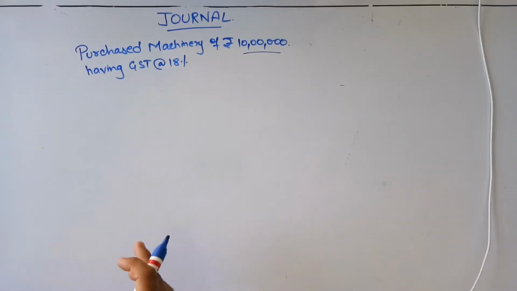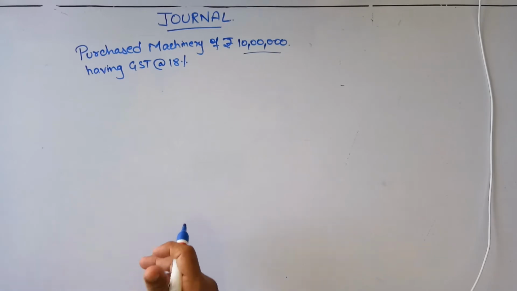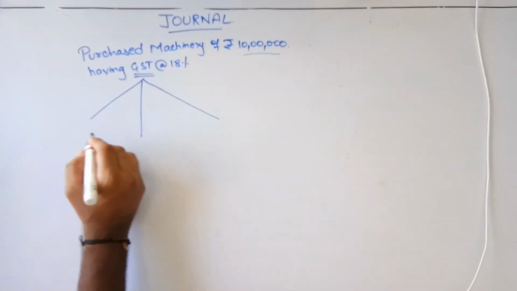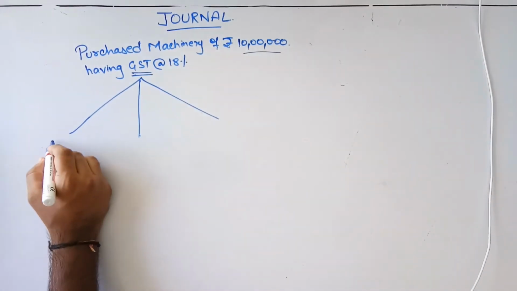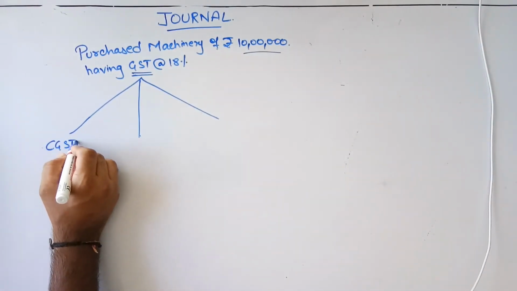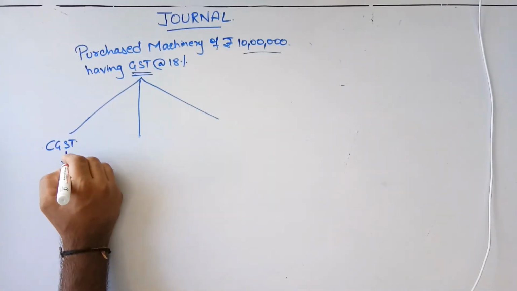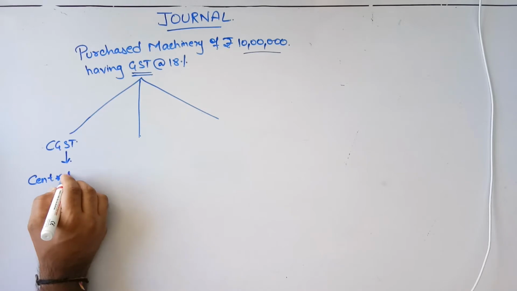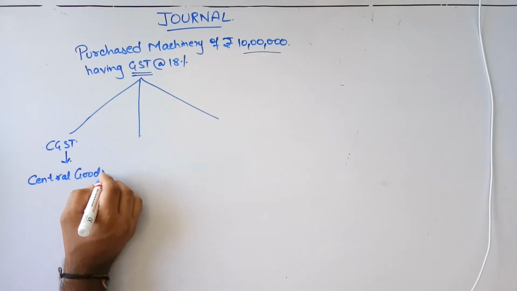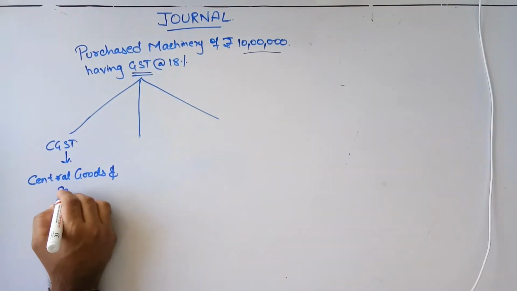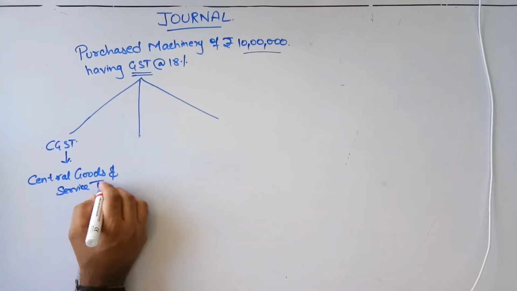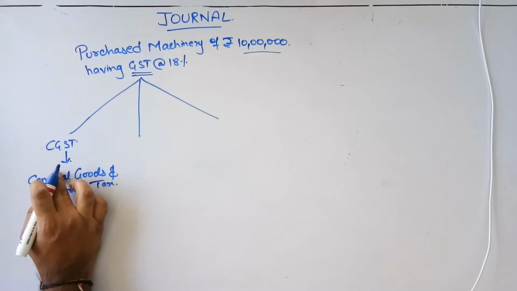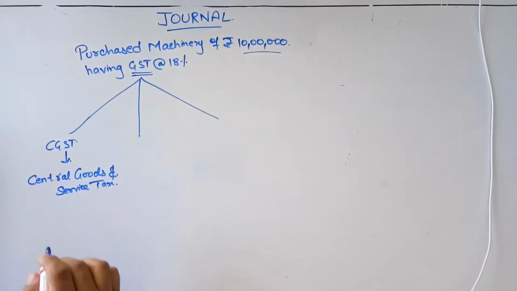Now GST is of three types. This GST is being segregated into three types. Number one, what you have is your CGST. Okay, CGST, what does this mean? This is your Central Goods and Service Tax. What do you mean by Central Goods and Service Tax? See guys, understand one thing.